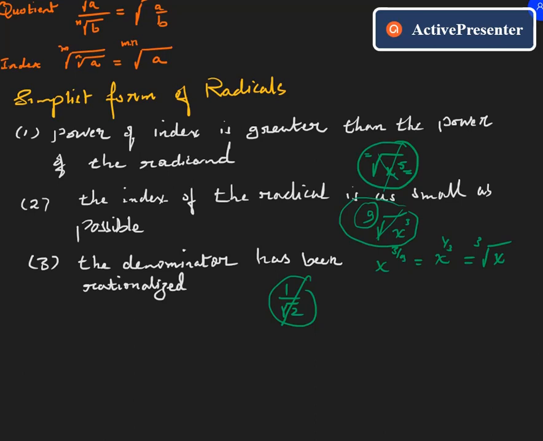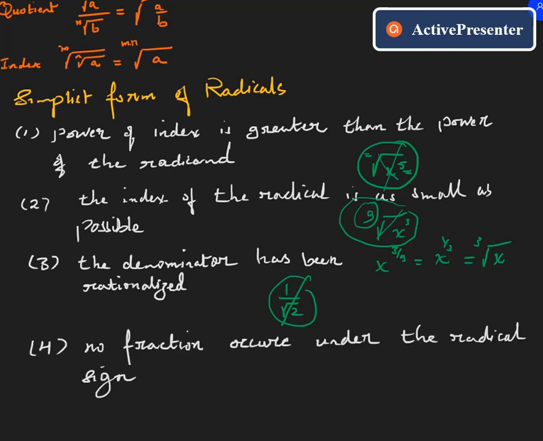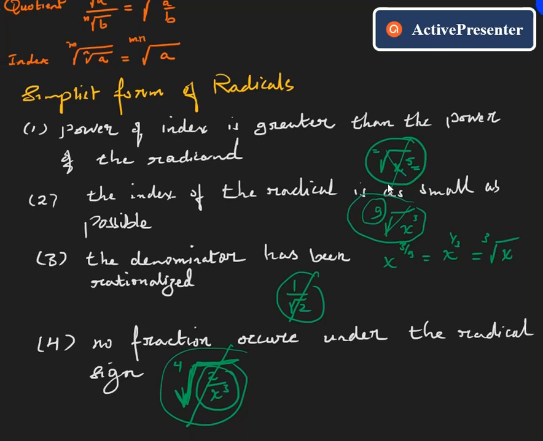The fourth rule says no fractions occur under the radical sign. For example, if we say the fourth root of 2 over x cubed, we have a fraction under the radical sign. This is the radical sign. Okay, we have a fraction, so this is not in the simplest form. And that's it. Those are the rules for writing radicals in simplest form.